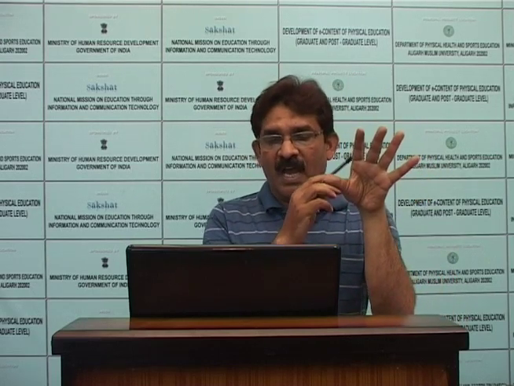Tarsal bones consist of 7 short bones arranged in 3 rows. Posterior row: talus, calcaneus. Intermediate row: navicular bone. Anterior row: medial, intermediate and lateral cuneiform bones, and cuboid bone.